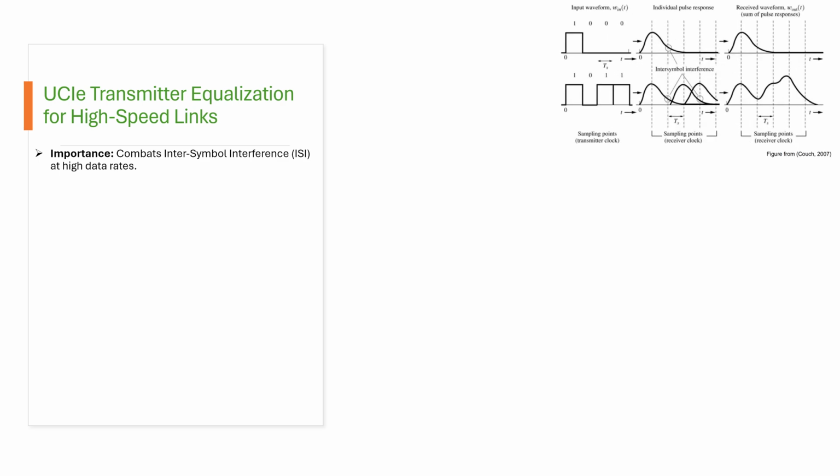Let's look into the equalization part also on the transmitter side. So why is it required? Why it is important is it combats the inter-symbol interference, which is common in high data rates, right? You can get some idea of what exactly it is, how ISI corrupts your actual signals, right? So your present voltage level is not independent. It also depends on the previous voltage level at that particular pad, say for example, right?